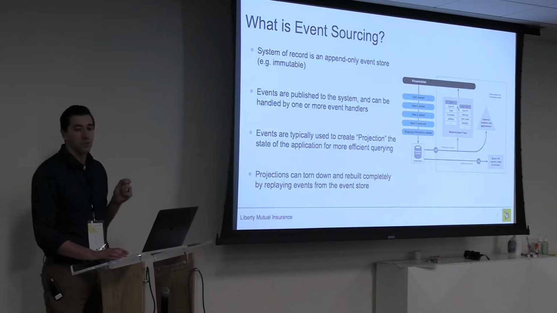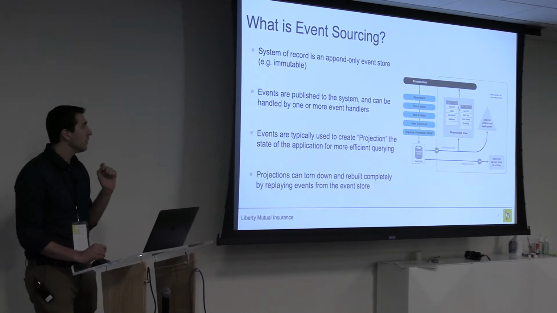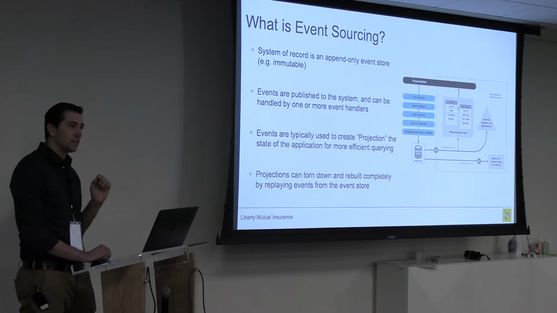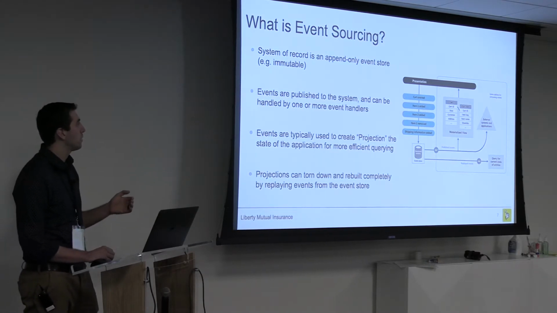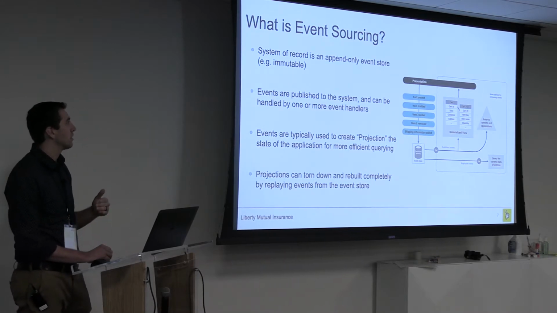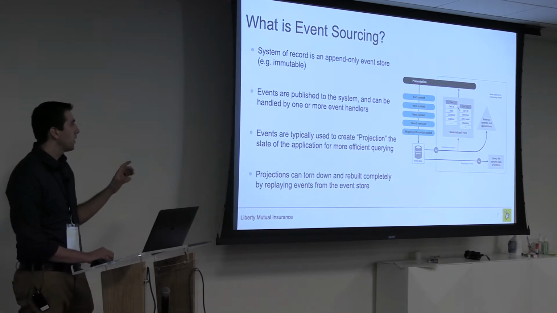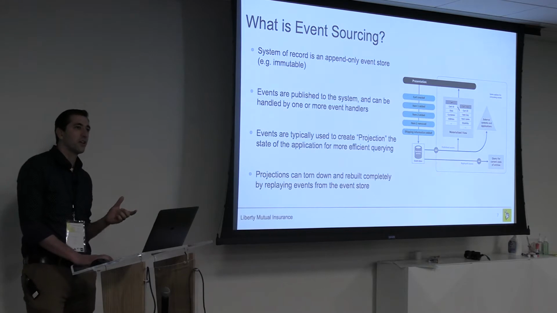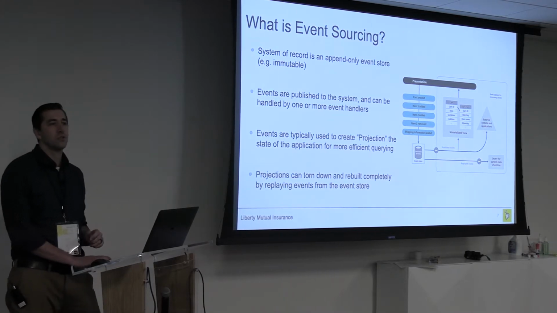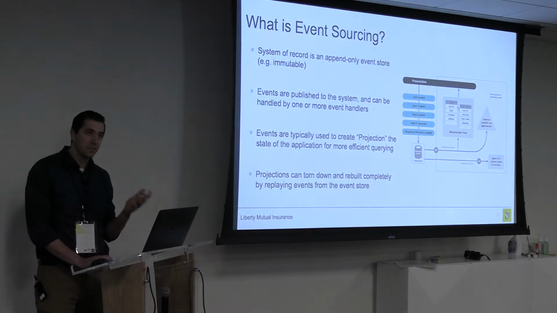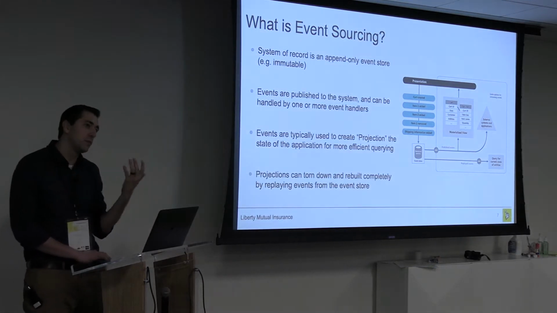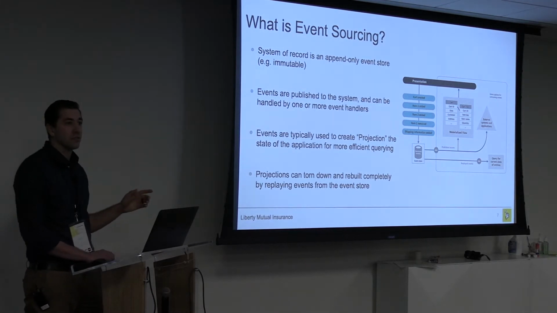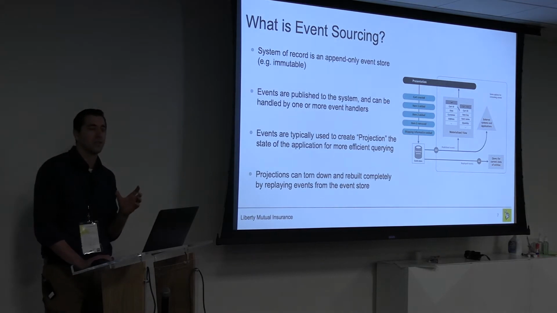Let's start out with event sourcing itself. What it really means is your system of record is an immutable event store. It's a series of events captured from your application, stored chronologically. That's your system of record. These events are published to the system and can be handled by event handlers. Handlers usually generate a projection, which constitutes your read model. So for example, if you need to retrieve details about some business entity, you would read those from your read model. And then projections can be torn down and rebuilt completely based on the events.